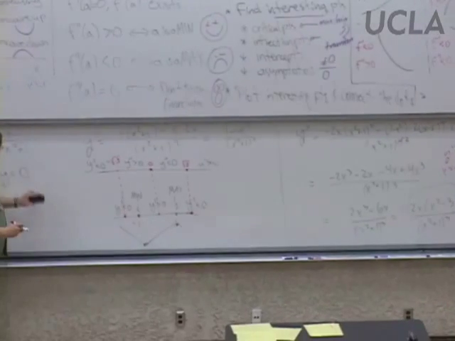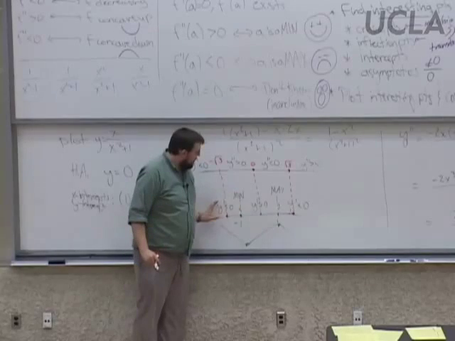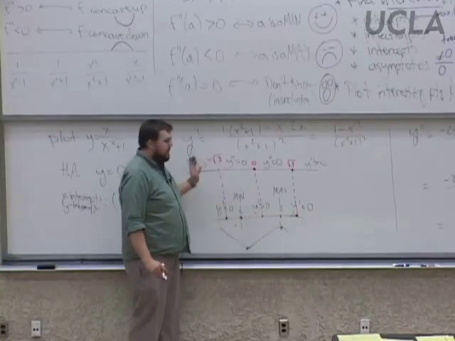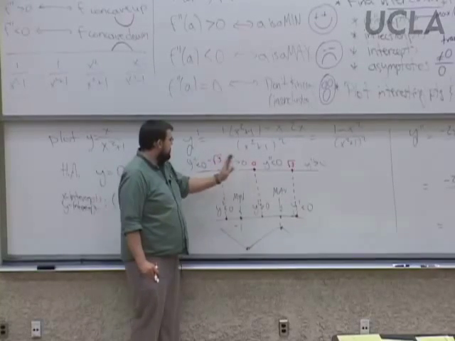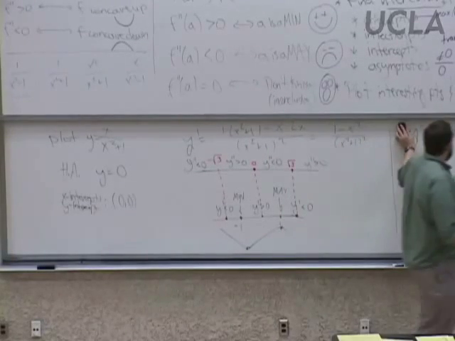And so now we're in good shape. We found our critical points, where our first derivative changes sign, at negative 1 and 1. We also found our inflection points, where the second derivative changes sign, at negative root 3, 0, and root 3. So we come now to draw our picture.